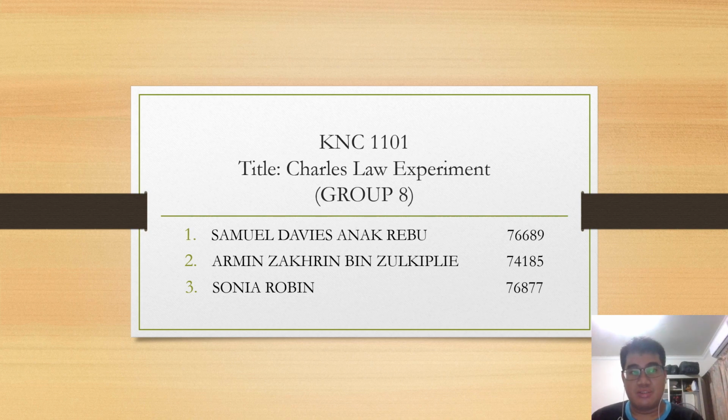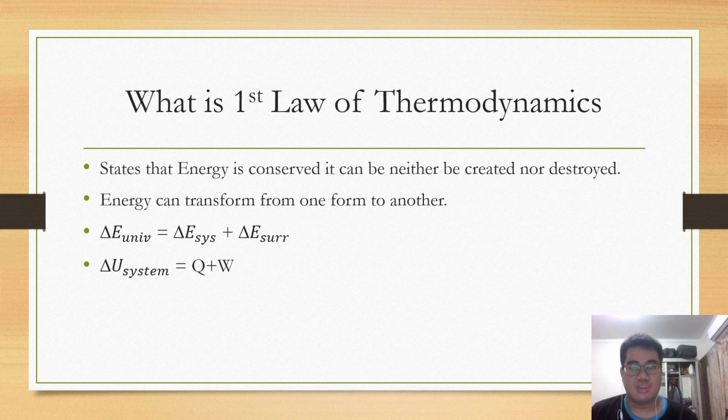What is the first law of thermodynamics? The first law of thermodynamics states that energy is conserved. It can neither be created nor destroyed. It means that energy can be transformed from one form to another.